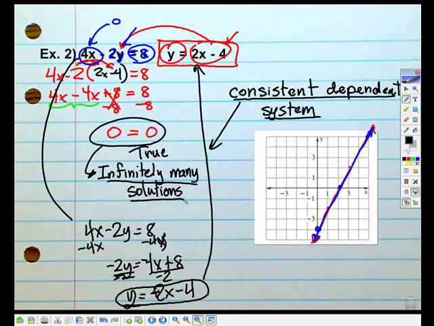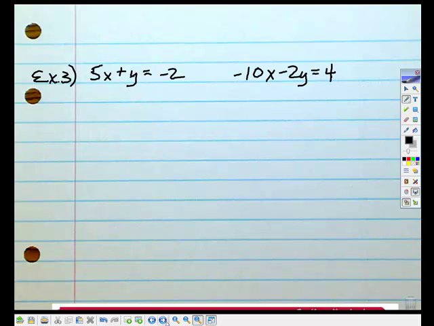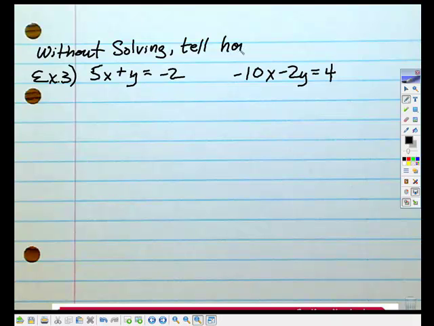If we move ahead to a last example to look at, another type of problem that we will have, we'll say, without solving, tell how many solutions. Okay, so without actually solving this, tell how many solutions that this system would have.